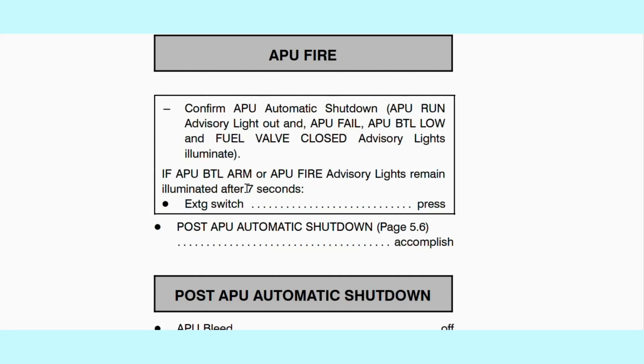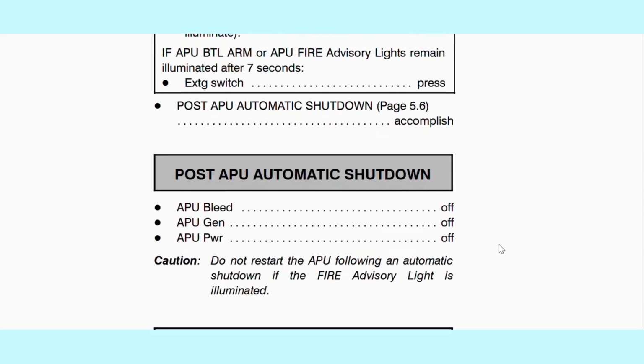And then I'll call for the APU fire checklist. I've done my memory items. And then after 7 seconds, I've seen the APU bottle arm and the APU fire advisory lights are still on the overhead. That means that I'm going to go and press the extinguishing switch. After that, it's just a post APU automatic shutdown, which is this one here.